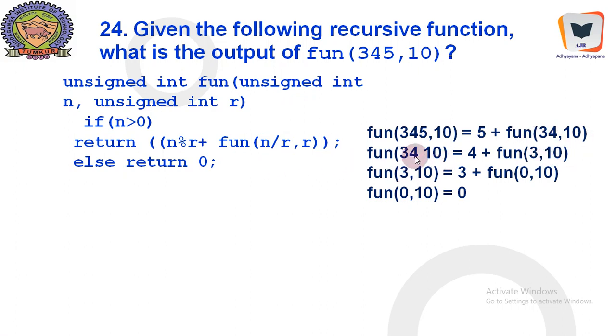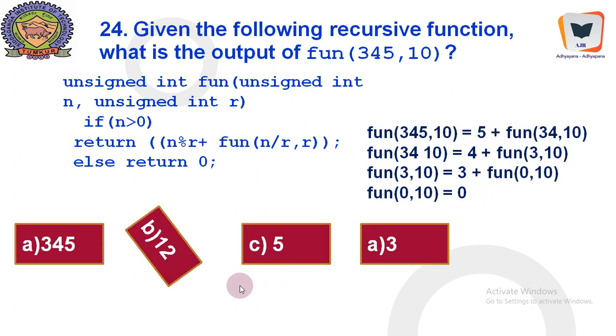Then function 34 comma 10. This will be going over here recursively. 34 comma 10 is 34 mod 10 is 4 plus function of 34 divided by 10 is 3 comma 10. Then function 3 comma 10 in the next recursive call. So 3 mod 10 is 3 and function 0 comma 10, because 3 divided by 10 is 0 comma 10. Function 0 comma 10 is 0 because 0 mod 10 is 0. So therefore what we get is 3 plus 0, 3, 4 plus 3 is 7, 5 plus 7 is 12. The answer should be 12.